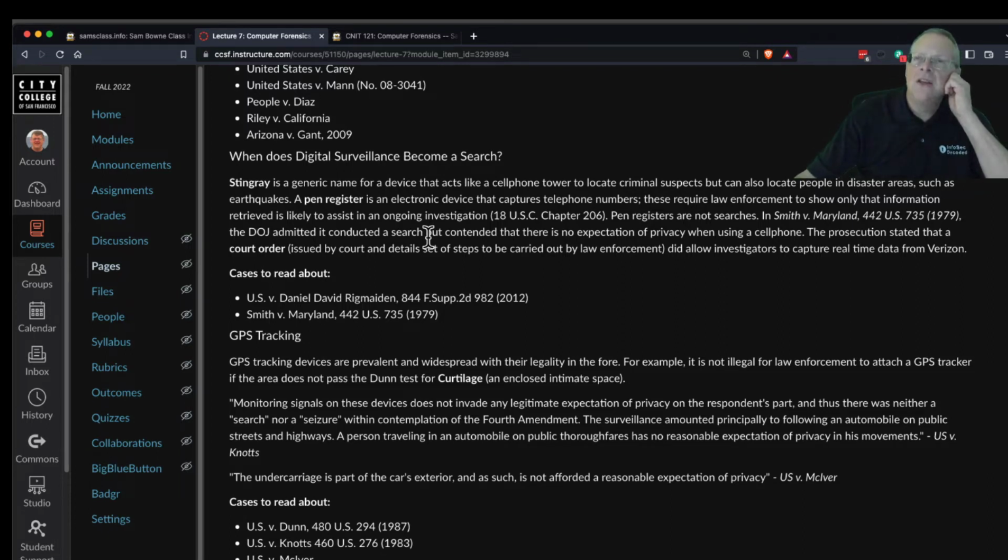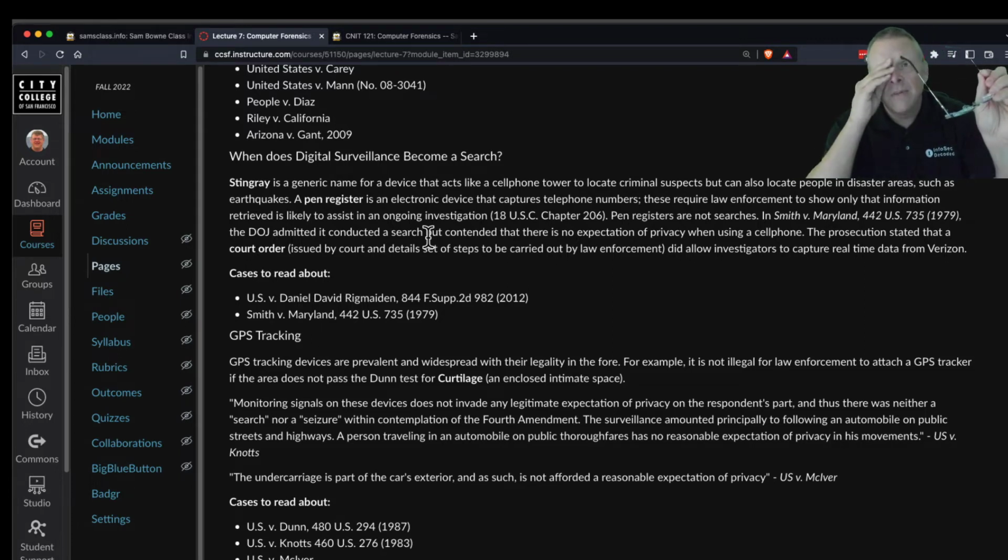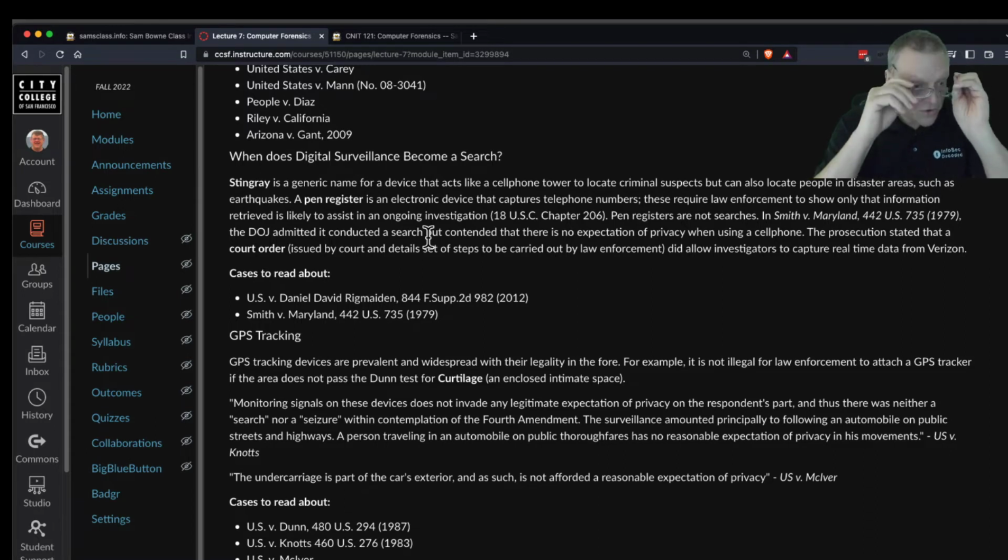And so there are legal issues there, but they seem to have gotten around it, I think on the grounds that they can collect all that data, but they can only use the stuff that matches the search warrant, the authorization they have for it. Anyway, a pen register is an electronic device that captures telephone numbers, and this is another way to do it.